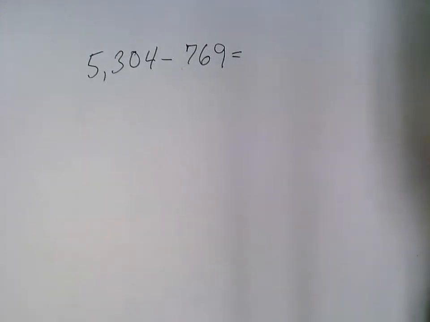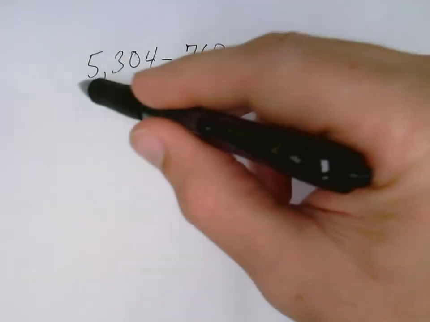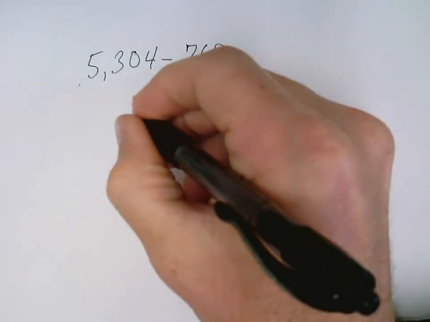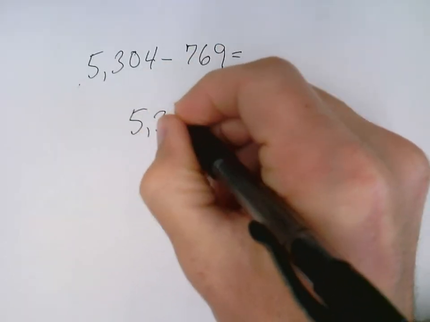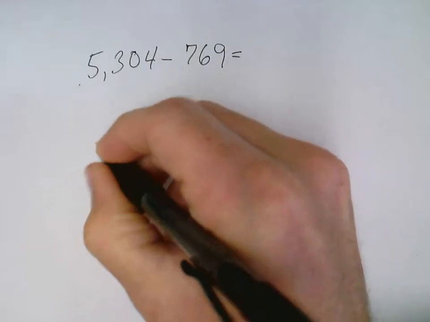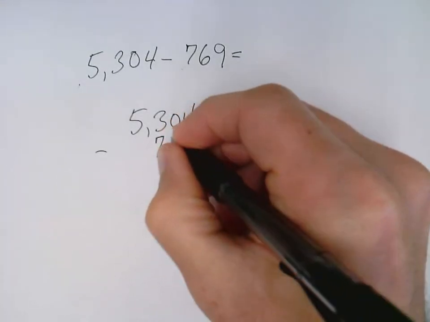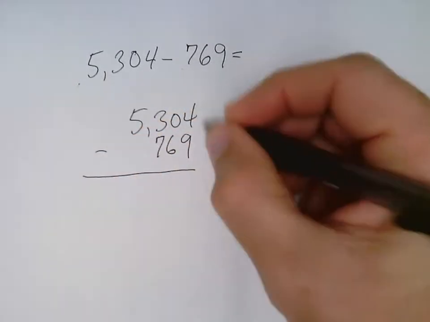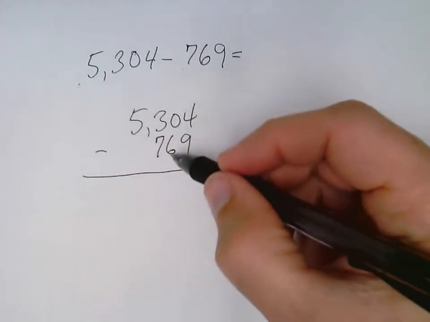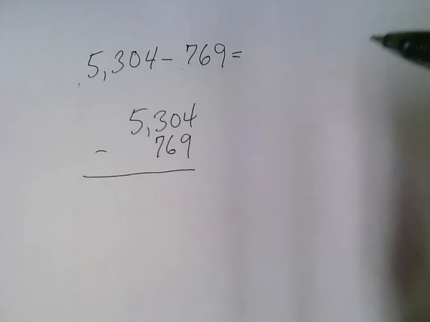To solve this problem, the first thing we are going to do is to change it from horizontal to vertical. So I write down my 5,304 and then I write down my 769, making sure that my place values are lined up, ones with ones, tens with tens, hundreds with hundreds, and so on and so forth.